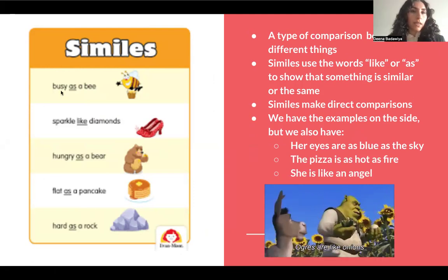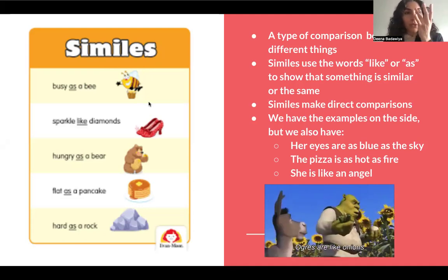So for example, we said here busy as a bee. So we're not saying the bee is busy. We are saying someone is busy as a bee. So for example, if I say my mom is busy as a bee, I'm saying my mom is so busy, it's like how bees are working all the time. They always look busy. And so if I say my shoes sparkle like diamonds, I am saying that my shoes are so bright and so shiny that they kind of look like how a diamond would look.